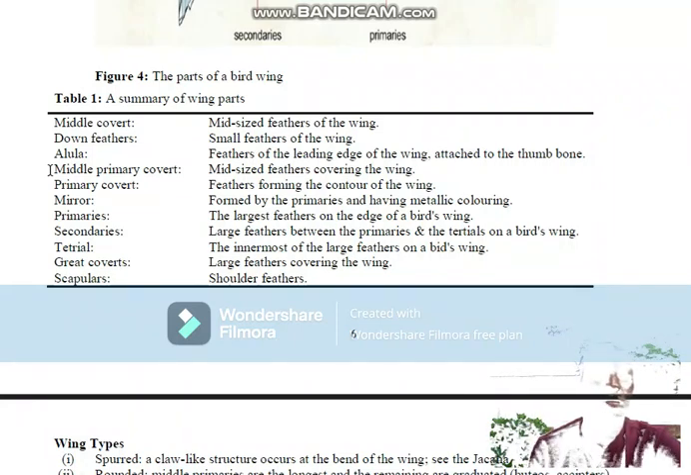And the primaries, the largest feathers at the edge of the bird wing, and secondaries, which are largest between the primaries and the tertiaries, and the tertial wings, which are the innermost and large feathers of the bird's wing, and the greater covert, which is the large feathers covering the wing, and the scapula, that's the shoulder feather.